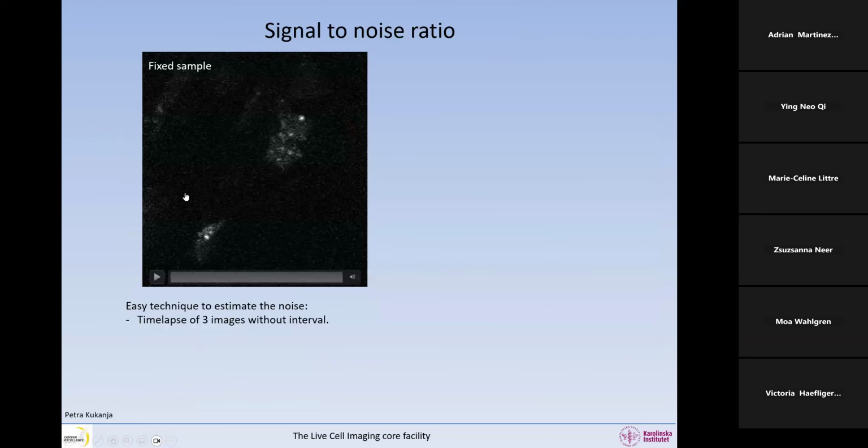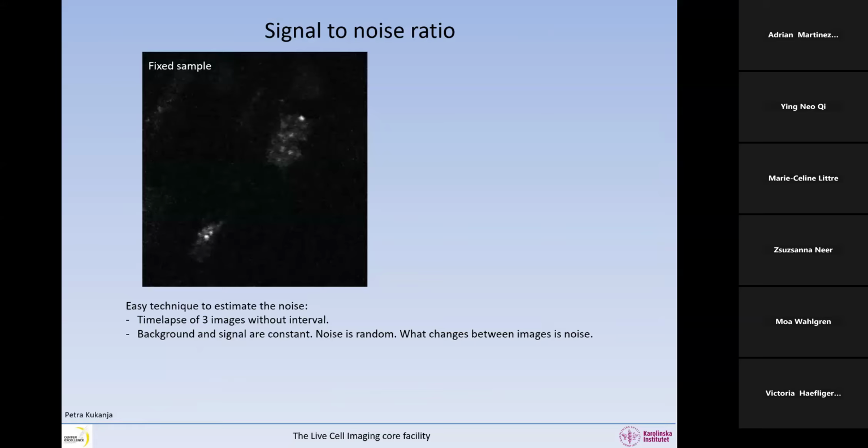Let's have a look. How do we know that we have noise? This is a fixed sample, so nothing should move in the sample. Yeah, it's fixed, right? But if you have a look at this, now I have acquired a little time lapse of 3 images without any interval between them. So if I click on that, this is what I see. There's a lot of things that change from one image to the next, even though the sample is fixed. So the background and the signal are constant, but the noise is random.